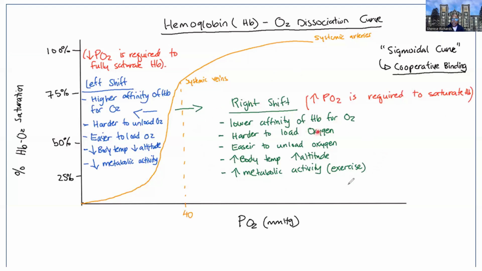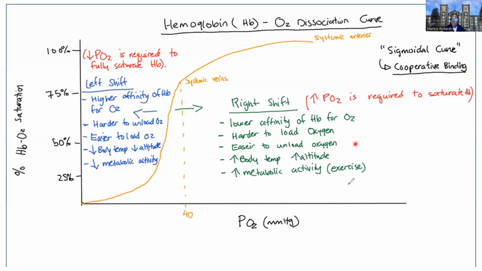So what we see here is a lower affinity, right? Oxygen and hemoglobin are not attracted to each other as much as they are with the left shift. So it's harder to load it, right, to get it on there, but easier to unload it because they're unattractive or have a lower affinity. This can be seen with the opposite types of scenarios.